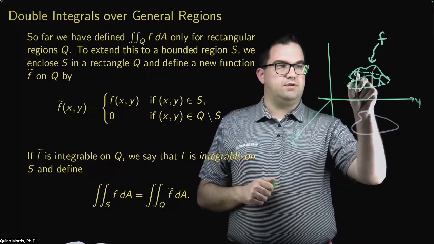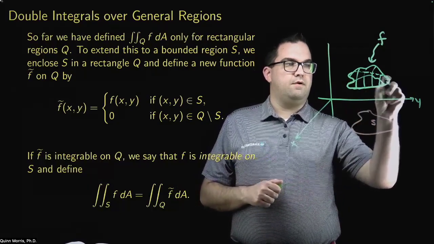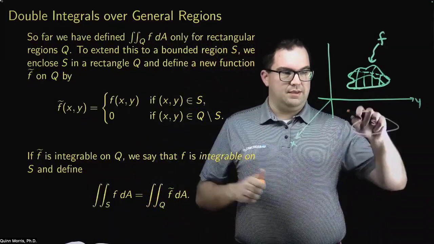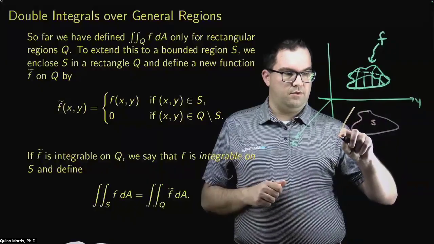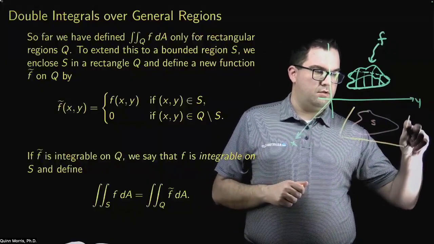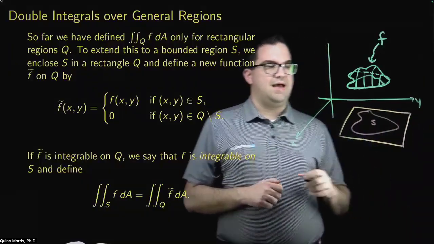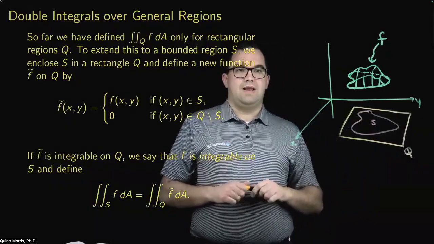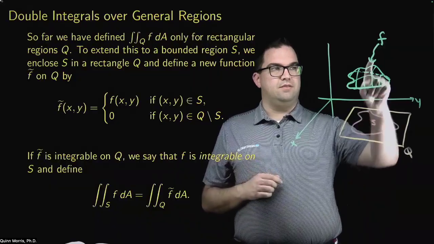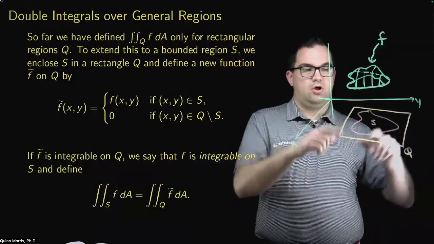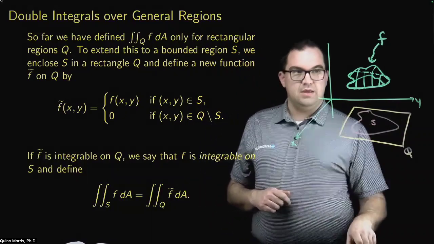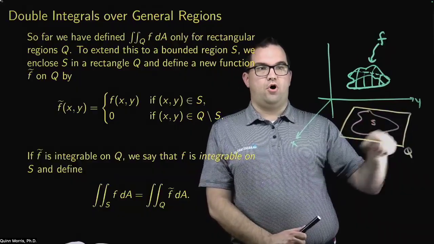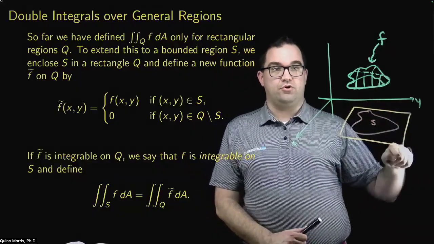So the idea is, if I want to integrate this function over this set S, since S is bounded, I can actually draw a rectangle in the plane such that S lies entirely inside that rectangle. So if I want to integrate the function f over S, I will enclose S in a rectangle Q. But f isn't defined on all of Q, so I cannot integrate f over Q.